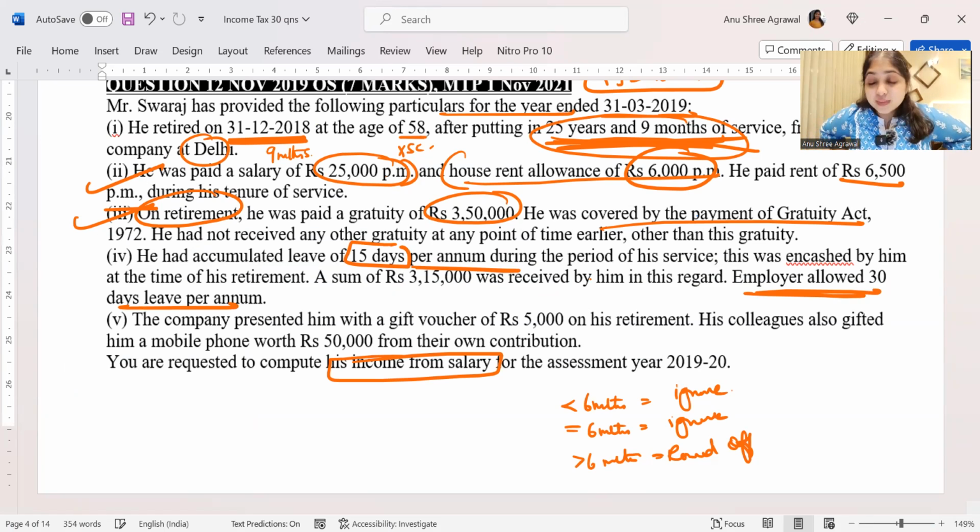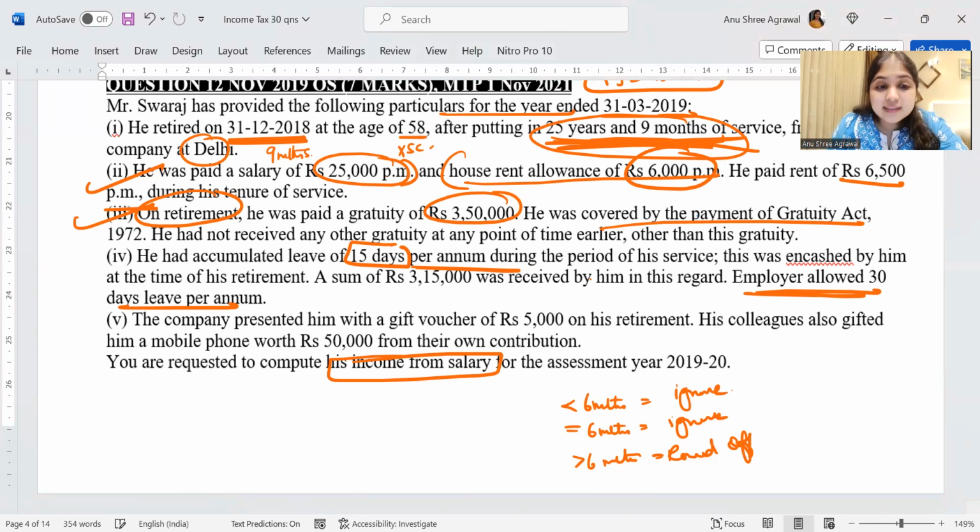Is that okay? Yes, the rate of earned leave entitlement should not be more than 30 days, which means in a year you should not take more than 30 days. Yes, he did not take more than 30 days. In a year, how many days did he take? In a year, he took 30 days only.